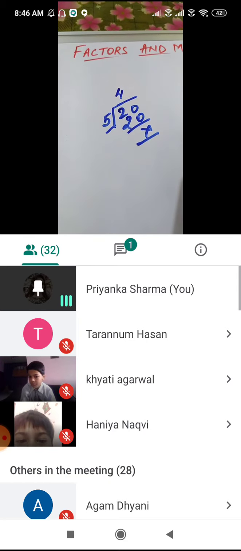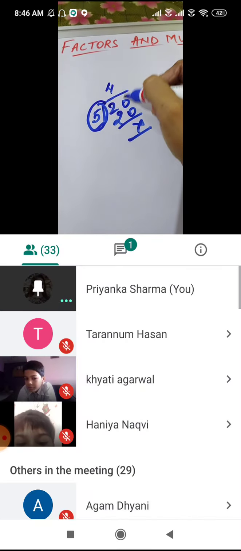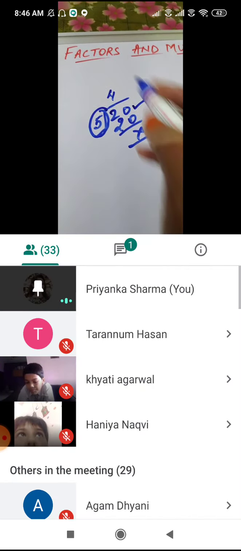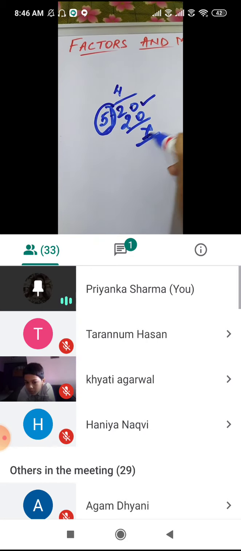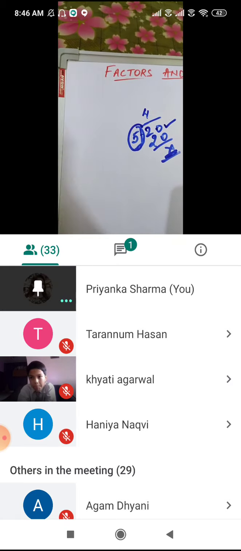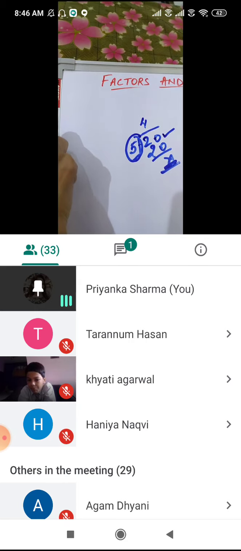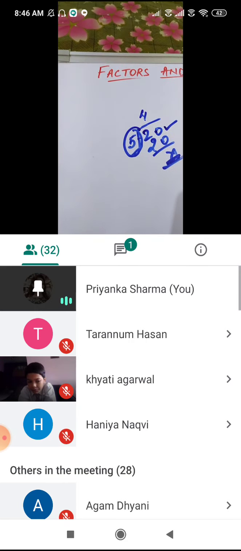So now we can say that 5 is the factor of 20. Why? Because 5 is able to divide 20, leaving no remainder. So factor is the number which divides the bigger number without leaving a remainder.